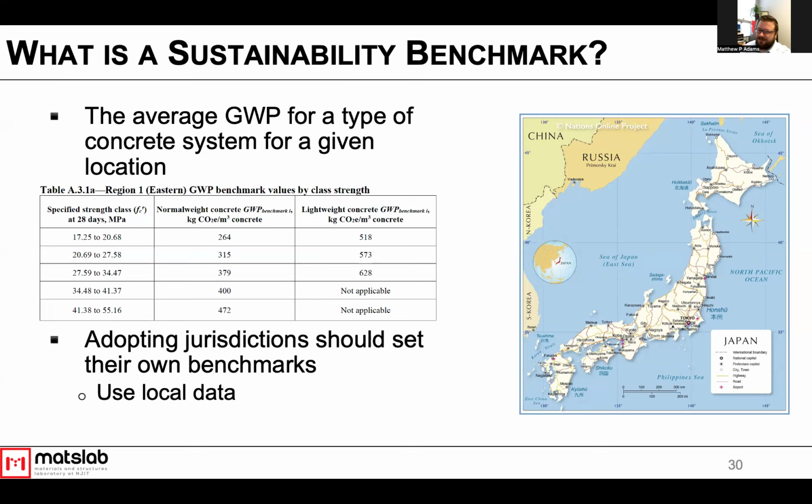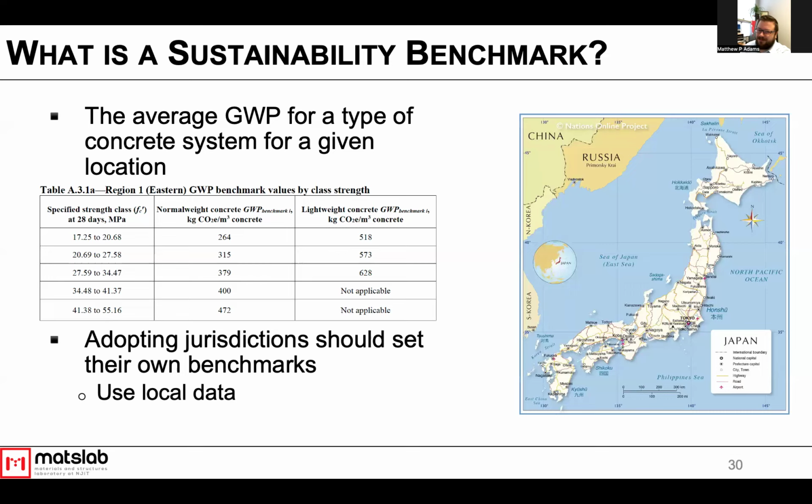What we give in the code is a benchmark that can be used. However, we recommend that all jurisdictions actually set their own benchmarks. So they should use local data, right? The regions that are set by NRMCA are actually still quite large. For example, the Eastern region or the Northeast region covers from, I think, the Philadelphia region all the way up to Canada, right? That's a really large area, and it's unlikely that the concrete made on the Canadian border is similar to the concrete that's made in New York City, right? The materials that are available are different. The distances things have to travel are different. So you really want to make sure that your jurisdictions are set to be reasonable and to have good local data.